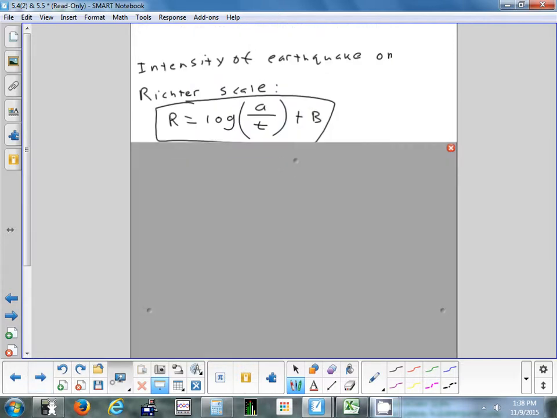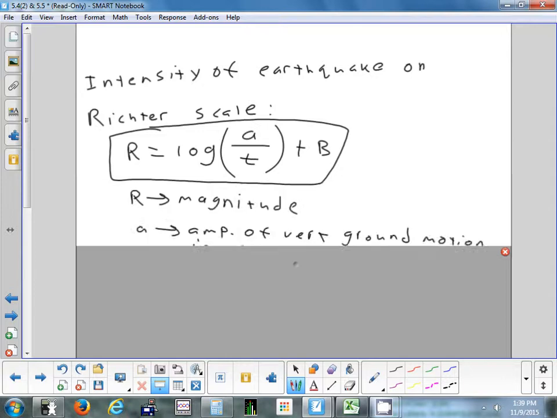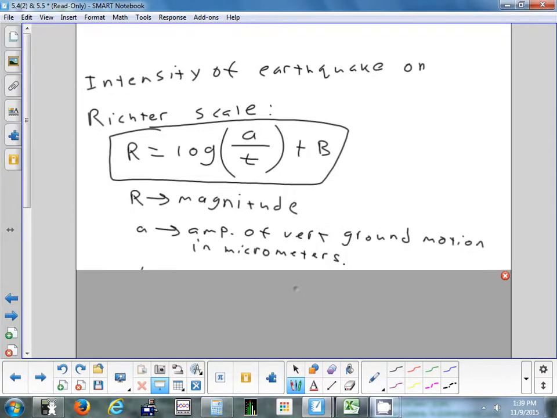This has to do with what's called the Richter scale. Has anybody ever heard of that before? Generally earthquakes. I don't think they use it for anything else. The Richter scale measures basically how strong an earthquake is. And the intensity of the earthquake depends on three things. We don't really need to know the physics behind these things, but if you just want to know what they stand for, R is the magnitude.